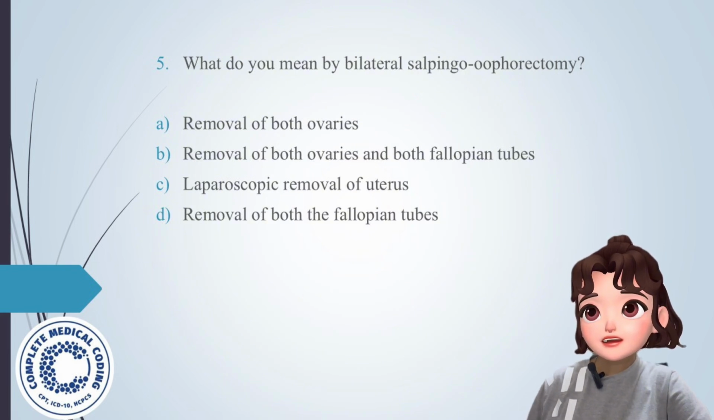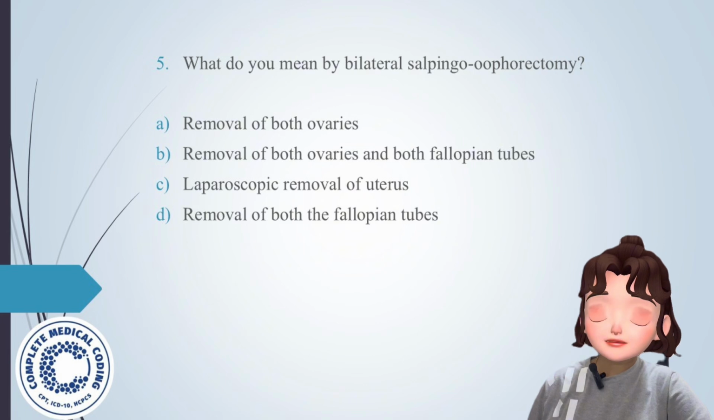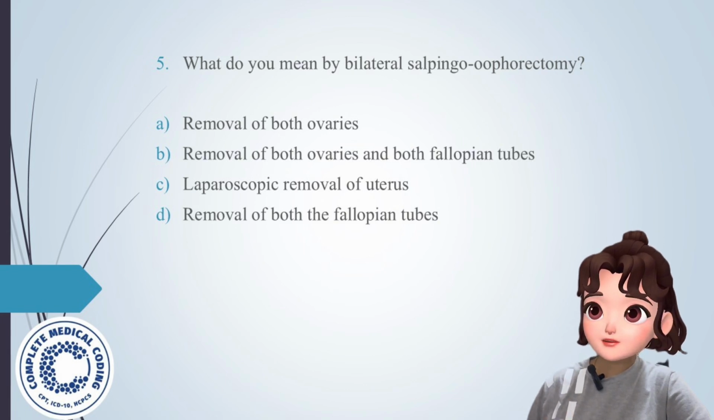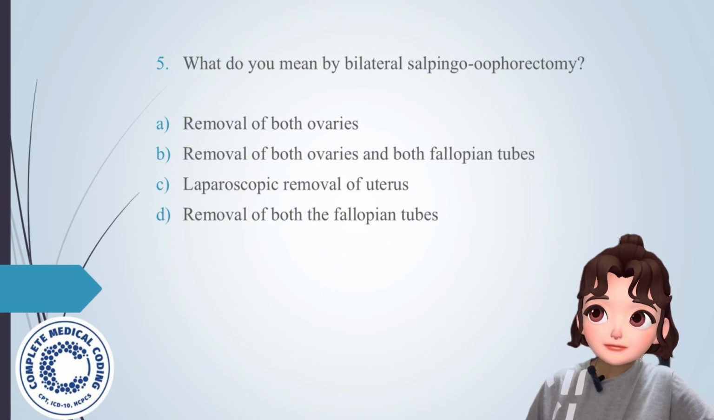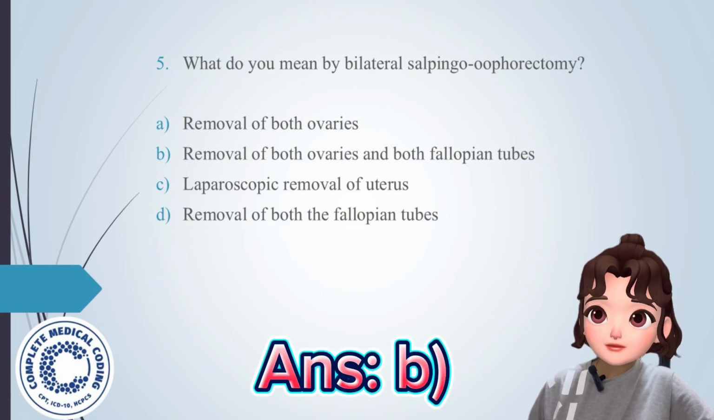So what do you mean by salpingo-oophorectomy? Since there are 2 medical terminologies, salpingo-oophorectomy. If it is only oophorectomy, it means removal of both the ovaries. Since it is salpingo-oophorectomy, it means removal of both ovaries and both the fallopian tubes. So here answer is option B. Bilateral salpingo-oophorectomy means removal of both ovaries and both fallopian tubes. And removal of uterus is hysterectomy. The answer for option C is hysterectomy.